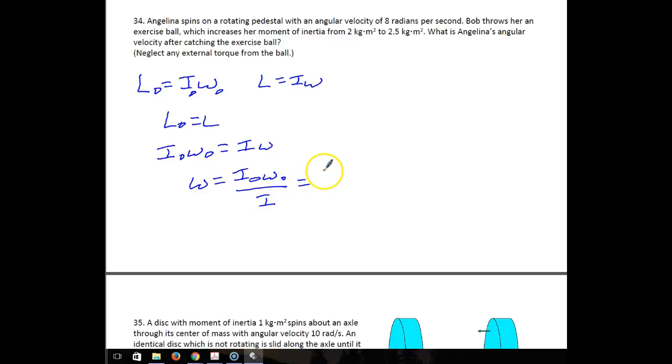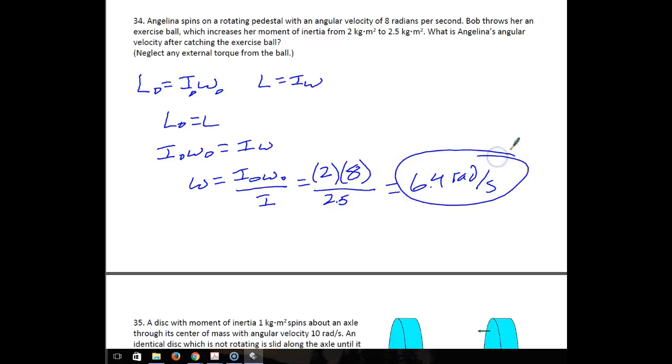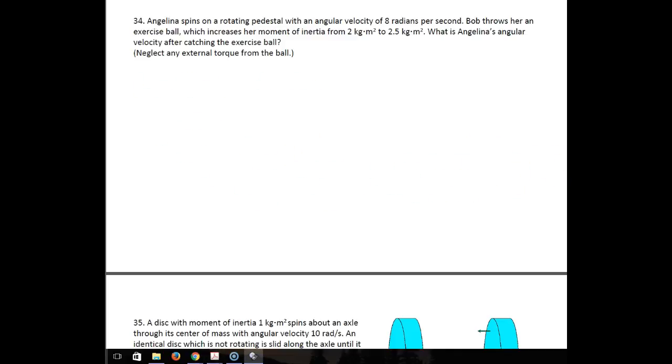We started with 2 kilogram meter squared of inertia, and our original speed was 8. Down on the bottom, we have now 2.5 kilogram meter squared of rotational inertia. So if I multiply all those things together, I get 6.4, and this is radians per second, and that is my final speed.